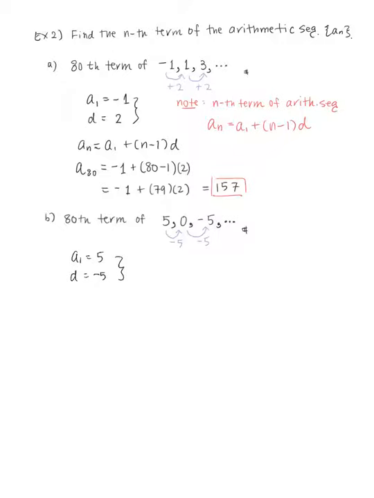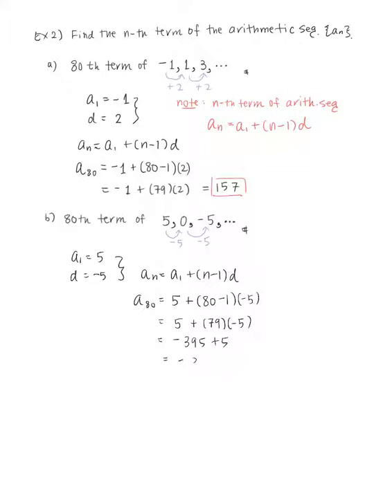So we're going to put this into our formula. A sub n equals a sub 1 plus n minus 1 times d. So a sub 80 is 5 plus 80 minus 1 times negative 5. So here, what do we get? 5 plus 79 times negative 5. So this is negative 395 plus 5. So I believe this is going to be negative 390. So let me box that, and that's our answer.